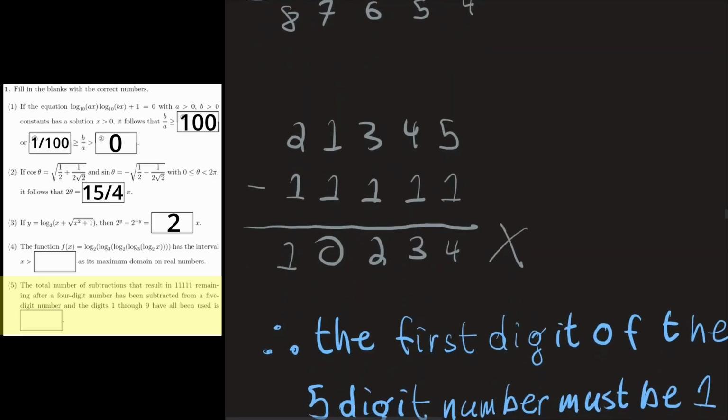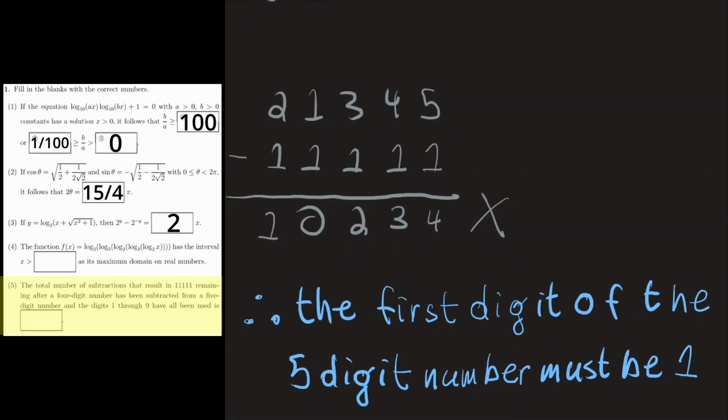So we have now found out that the first digit of the 5-digit number must be 1, because if the first digit is anything greater than 1, then we cannot actually solve the equation the way it wants us to.